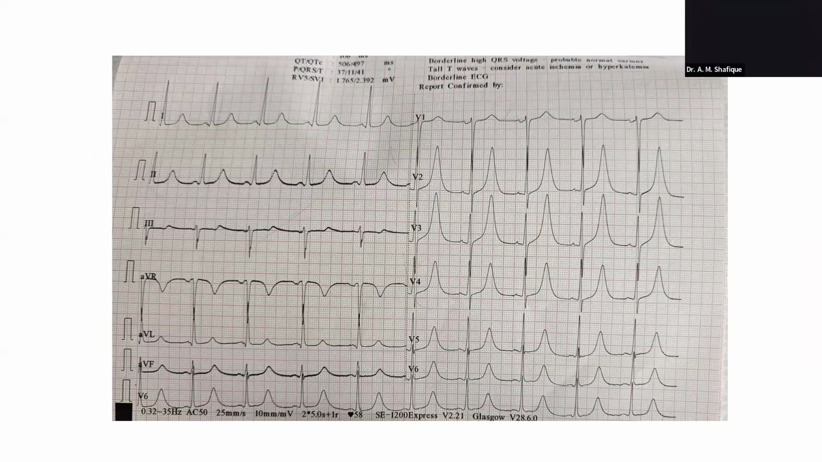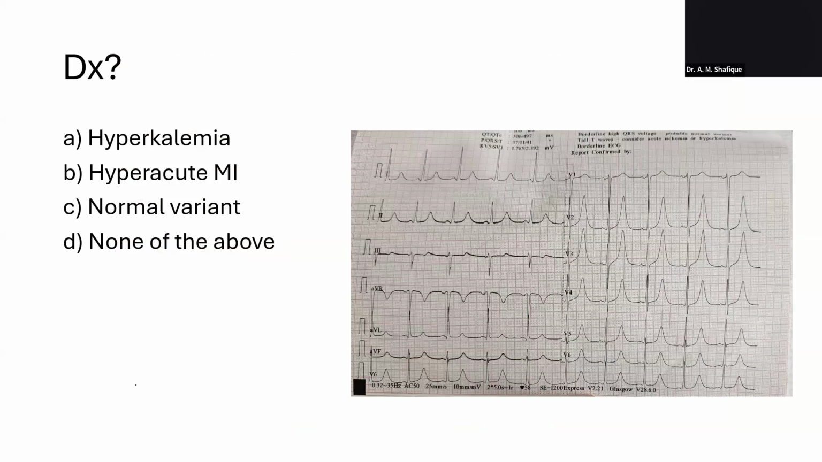This is an ECG I have seen just yesterday. I got this ECG yesterday, so this is a very fresh ECG I'm showing. I got the ECG yesterday in a patient in the surgical ICU. So what could be the diagnosis? Hyperkalemia, hyperacute myocardial infarction, normal variant, or none of the above? Poll, please.